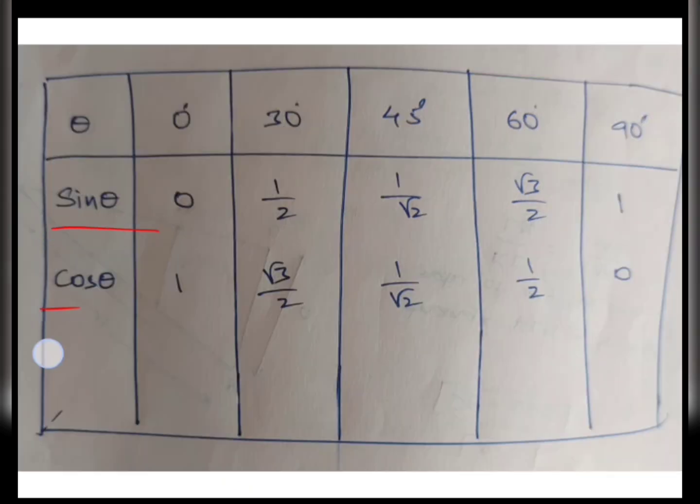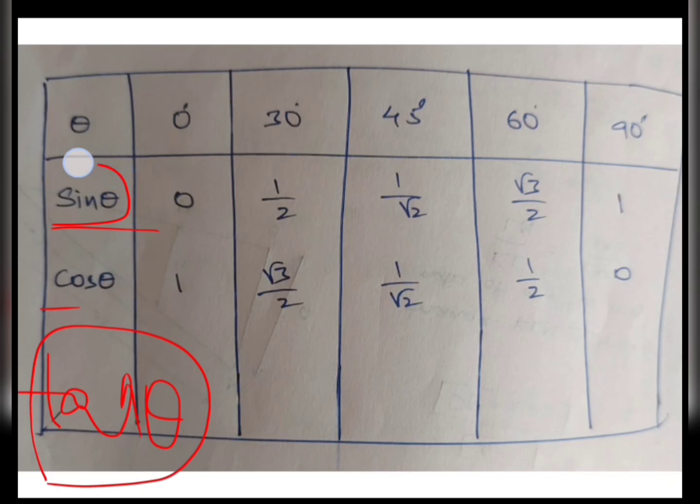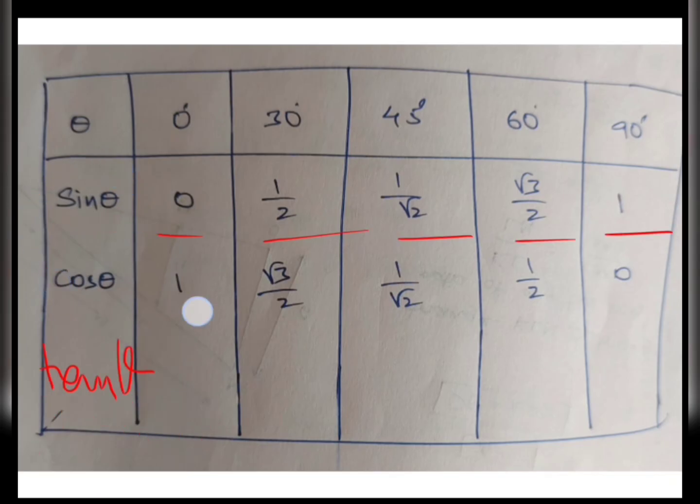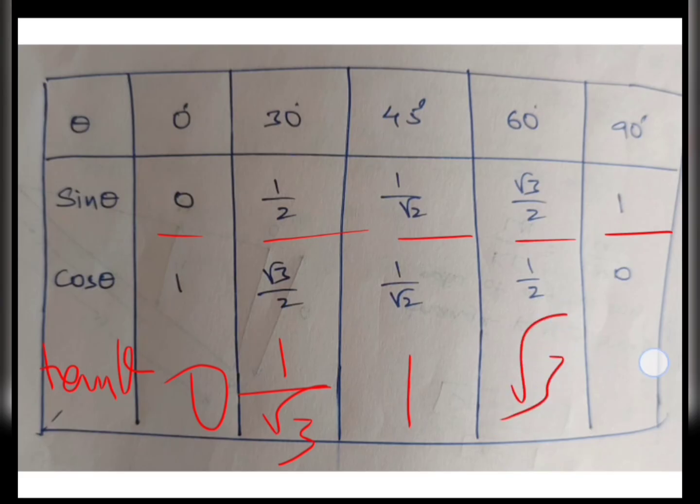If we know sin theta and cos theta, can we find tan theta? Yes, absolutely yes. Because tan theta is sin theta by cos theta. Tan 0 degrees is sin 0 by cos 0. Sin 0 is 0, cos 0 is 1. 0 by 1 is 0. Similarly, 1 by 2 divided by root 3 by 2 will give you 1 by root 3. Tan 30 is 1 by root 3. Tan 45, again this divides. 1 by root 2 divided by 1 by root 2 is 1. Tan 45 is 1. Root 3 by 2 divided by 1 by 2 gives you root 3. Tan 60 is root 3.